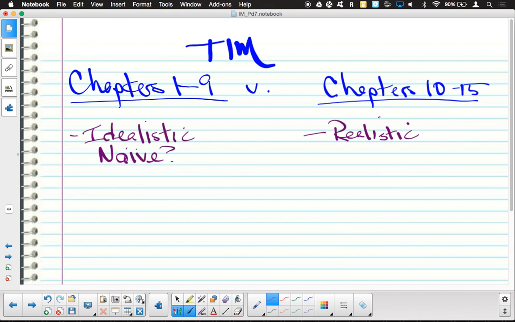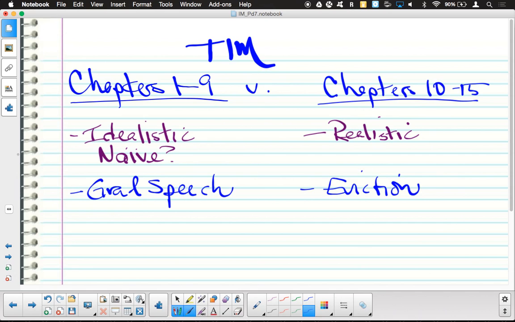You mentioned speech, the graduation speech that he had before. What would be his main speech for chapters 10 to 15? Yeah, you have that eviction speech taking place. How would you characterize that second one, the eviction speech, whether it be things that he says or otherwise? It's super passionate. Kind of from the heart, from the soul.